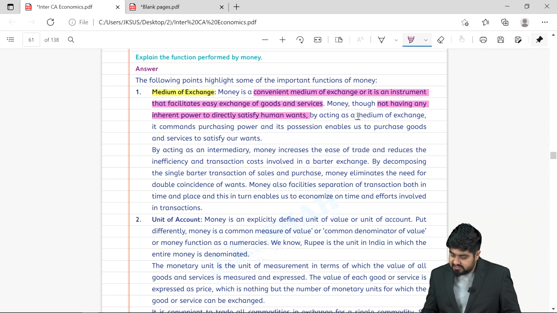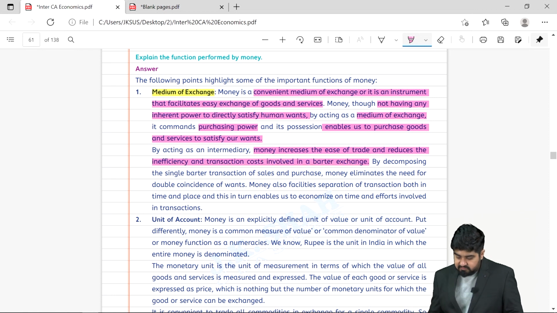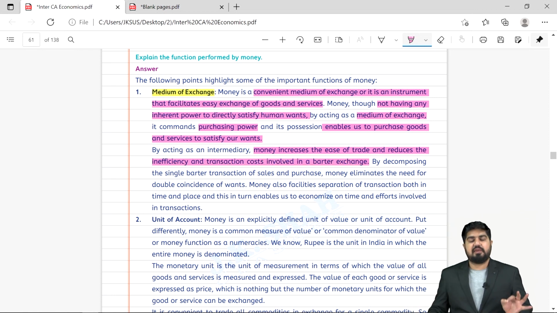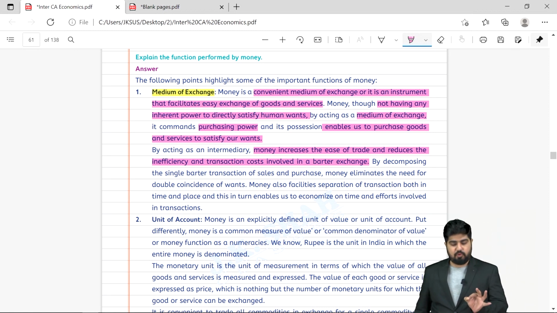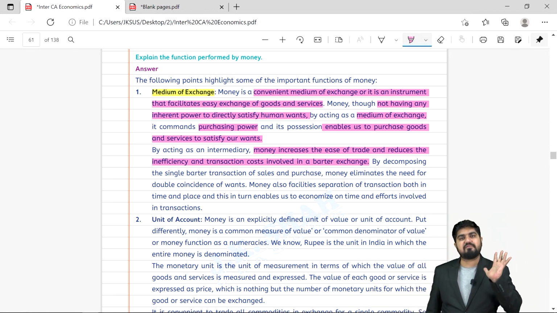So it acts as a medium of exchange and it commands purchasing power. See, these are the important words that you need to have: medium of exchange, purchasing power. It enables us to purchase goods and services to satisfy our wants, right? And the last point that you need to write: money increases the ease of trade and reduces the inefficiency and transaction cost involved in barter exchange. That is it. If you write these type of words in your point, students, definitely you will get full marks.